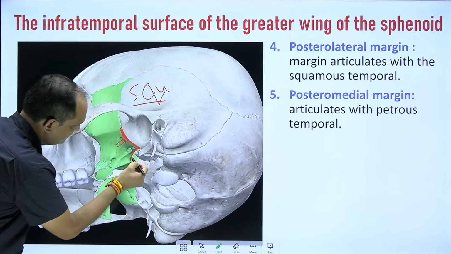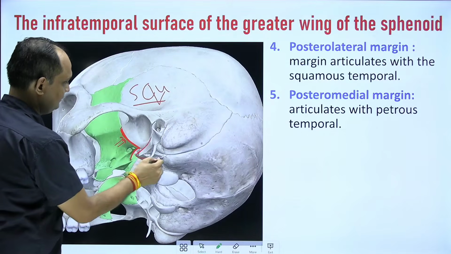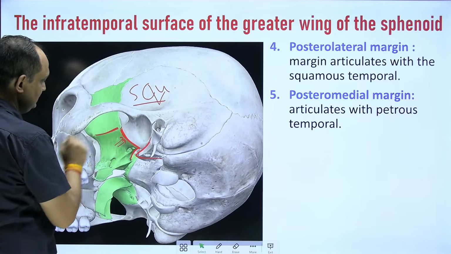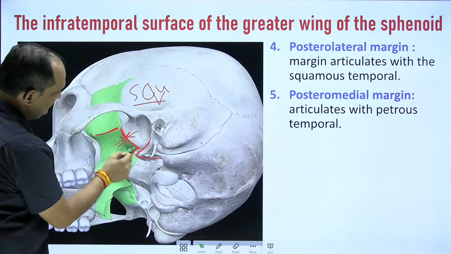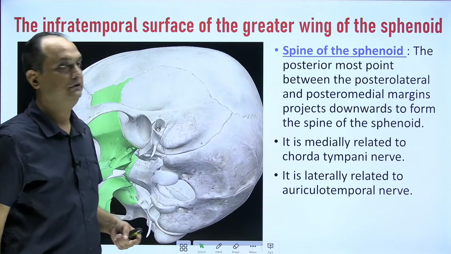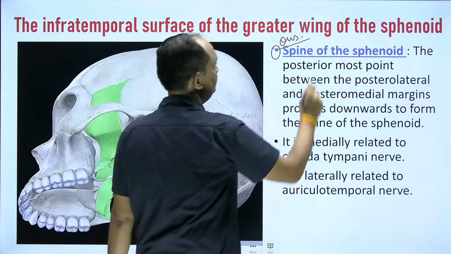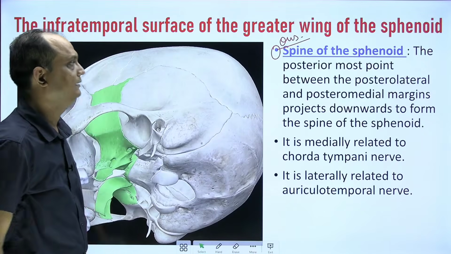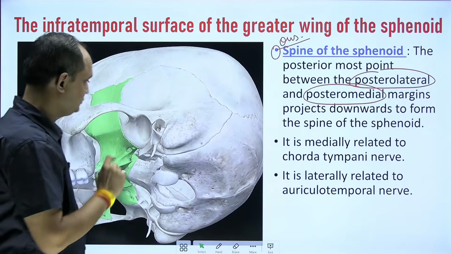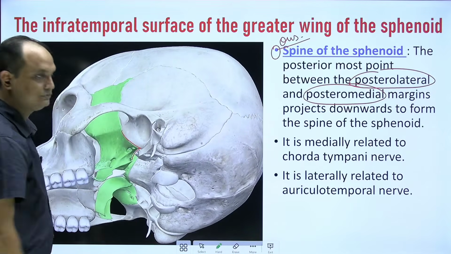Now, this is the posteromedial margin. This posteromedial margin is articulating with the petrous part of the temporal bone. So, this is the petrous part of temporal bone. Clear? So, this is your anterolateral margin, this is your posterolateral margin, and this is your posteromedial margin of the greater wing of sphenoid. Now, this is again a very important question in your exam. Where is the spine of sphenoid? The spine of sphenoid is present at the junction of the posterolateral and posteromedial margins. So, where is the posterolateral margin? This is the posterolateral margin. Where is the posteromedial margin? This is the posteromedial margin.